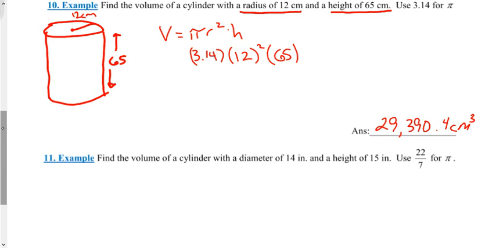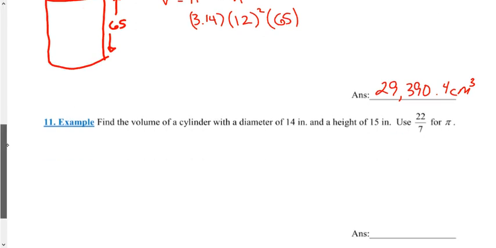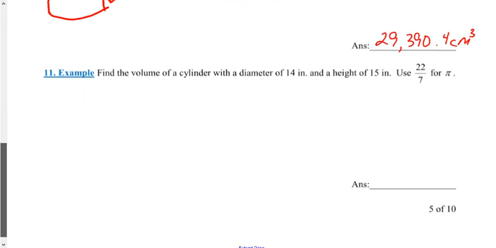Now for this next one, it's still a cylinder problem, so it's not really much different, except there is one little difference here, and that is they say, let's this time use 22/7 for pi instead of 3.14. So we're still going to get an answer that would be really close as if we had used 3.14, because 22/7 is very close to that.